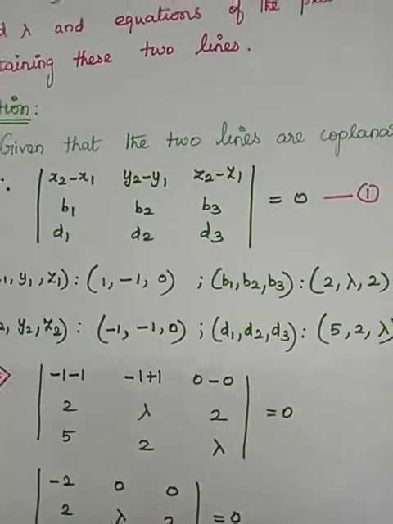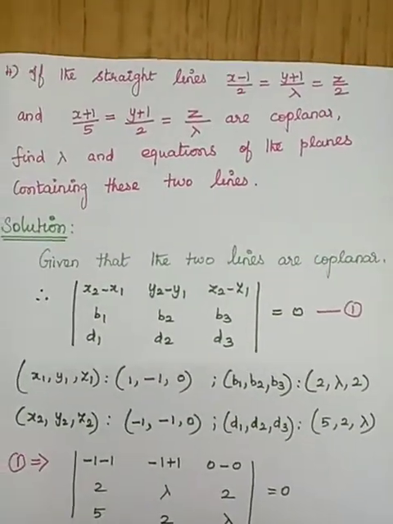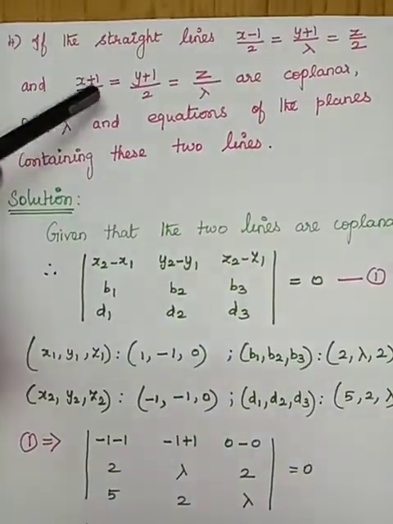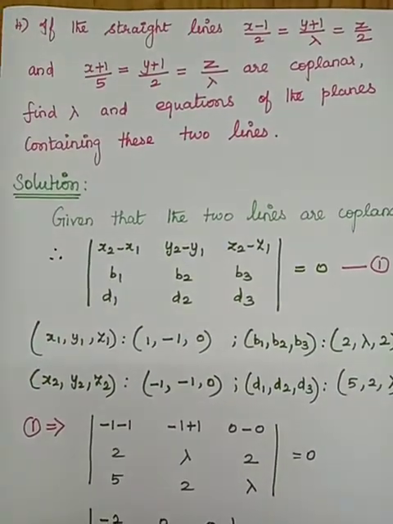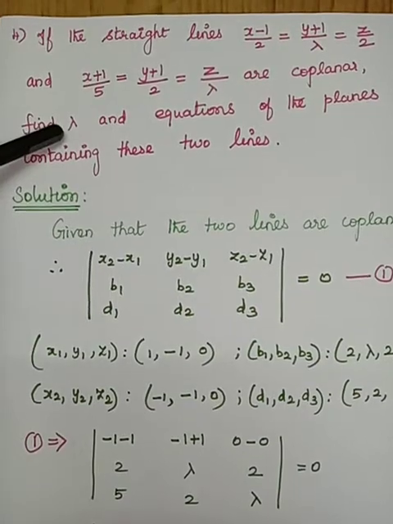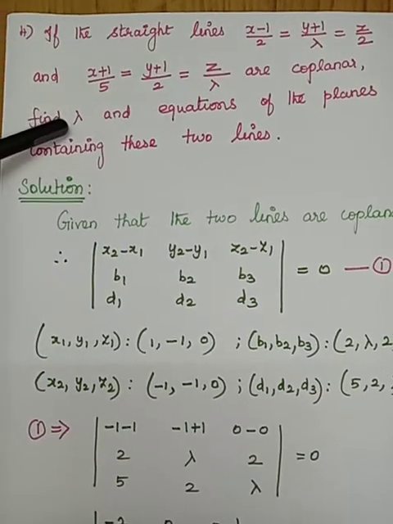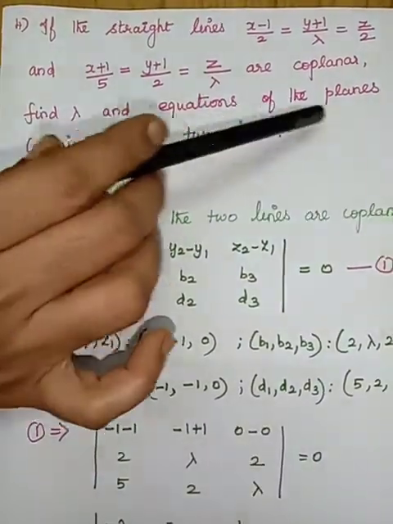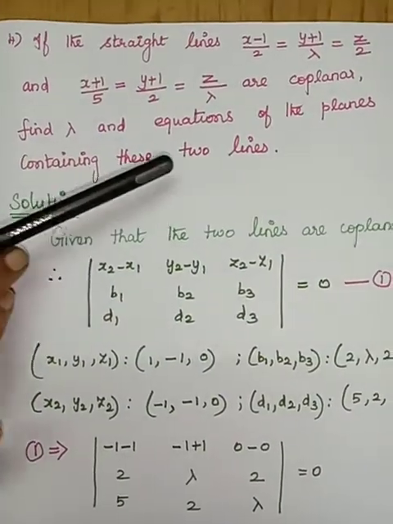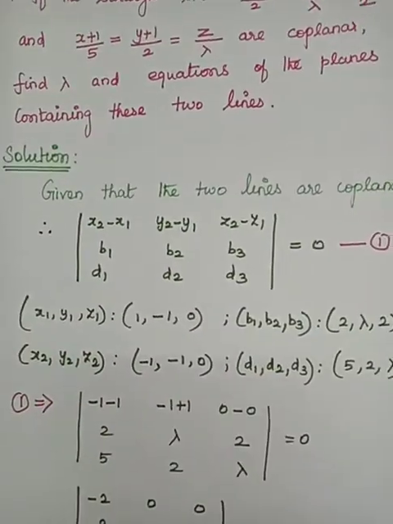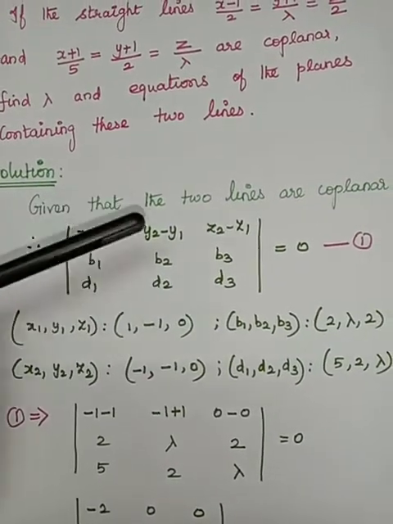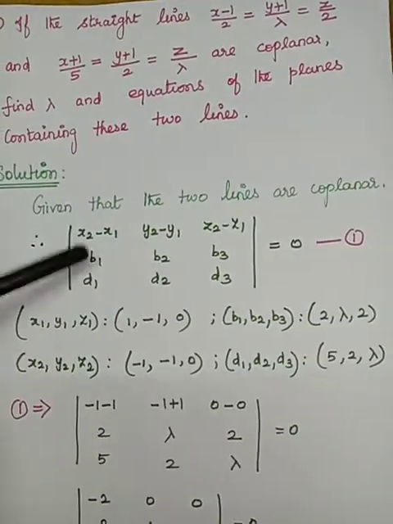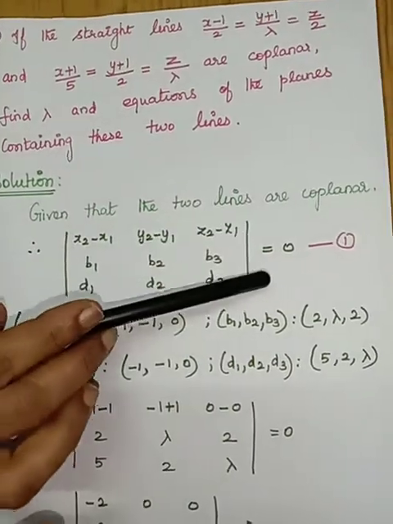Okay, so come to the fourth problem. If the two straight lines given are coplanar, they have given that they are coplanar, and we have to find lambda. So we have to find the value of lambda and the equations of the plane containing these two lines. So we have to write the equations also. Given that the two lines are coplanar, the two lines have to satisfy this condition.